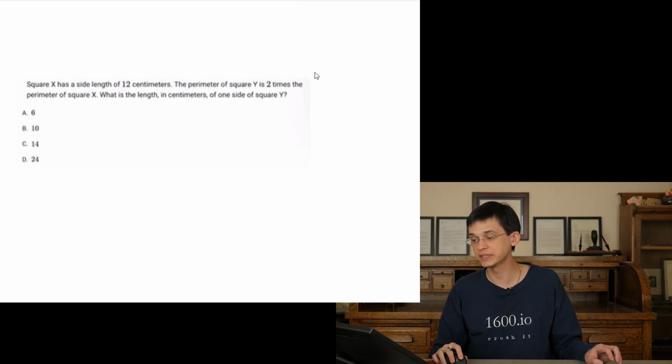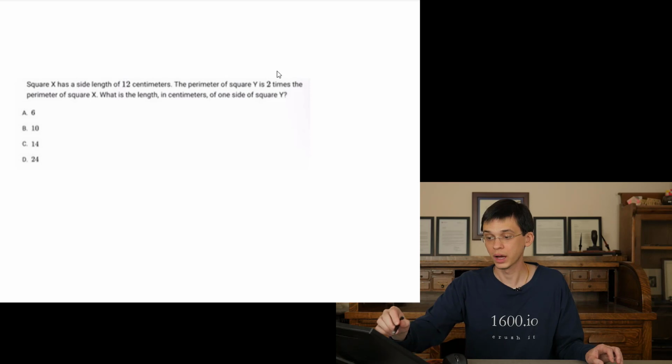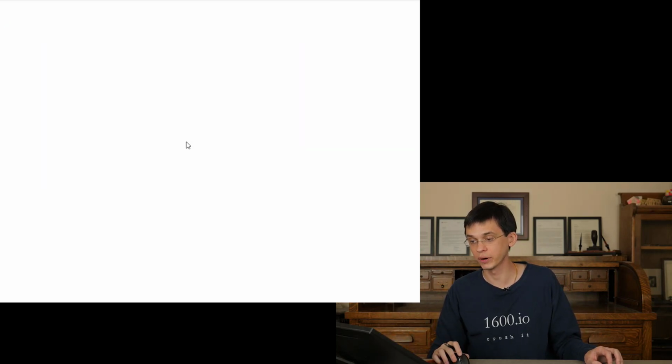Square has a side length of 12. Perimeter of square y is 2 times that. That means that the side lengths of y are 2 times x's. So the side length of y is going to be 24.